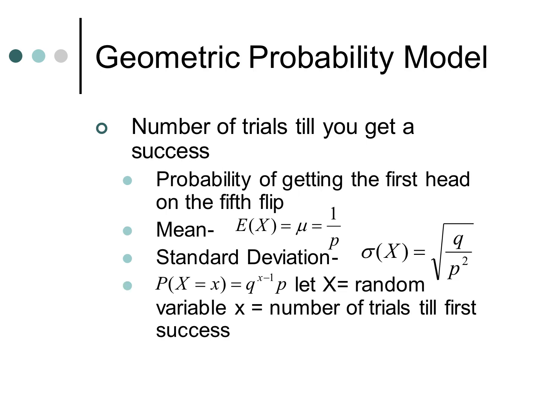So we'll first talk about a geometric probability model. It's the number of trials till you get your first success. The probability of getting your first head on the 5th flip. The probability of getting your first strike in the 4th frame. Bowling. It has a mean or expected value of 1 divided by the probability of success. The standard deviation of this model is the square root of Q divided by P squared. We very rarely use the standard deviation for this.